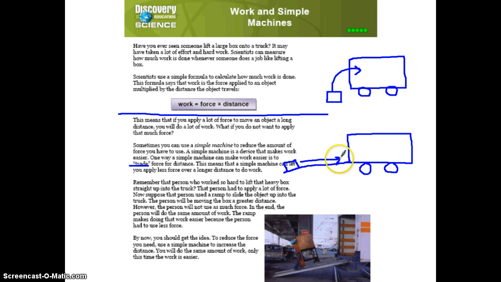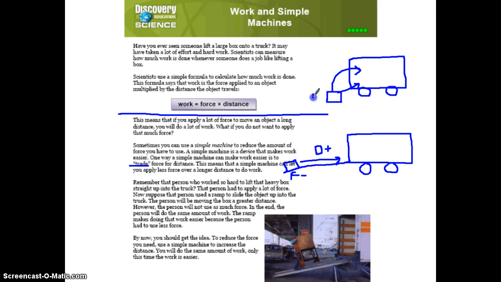Yes, now I'm going to go a much greater distance, because before all I had to do was go from here to here. That's a very small distance, but notice how long my arrow is now. I have to move it from here all the way up to there. So I have a greater distance, but the person will not have to use as much force because the ramp is going to help me. In the end, the person will do the same amount of work. The ramp makes that work easier because the person has to use less force. So here I have less force, I'm going to put an F minus there. Less force, but my distance is greater.